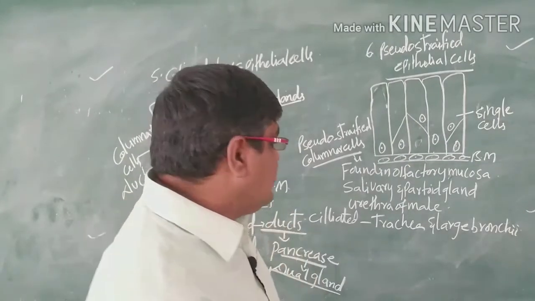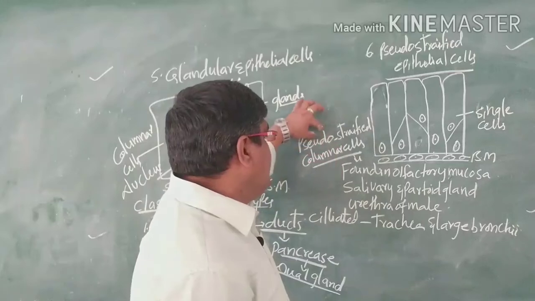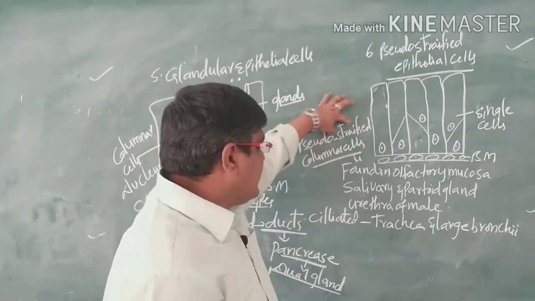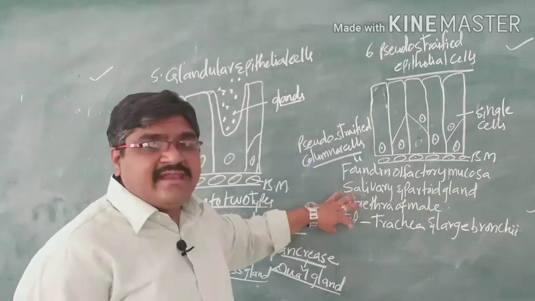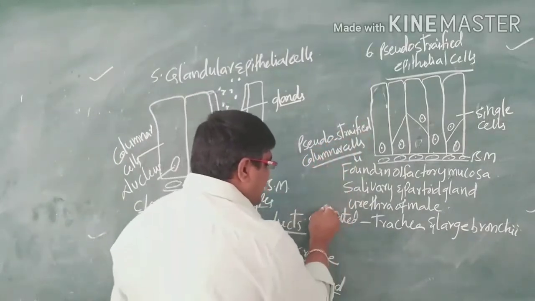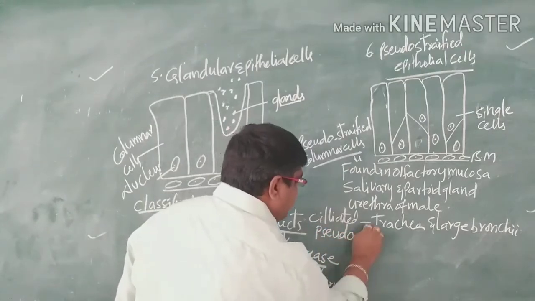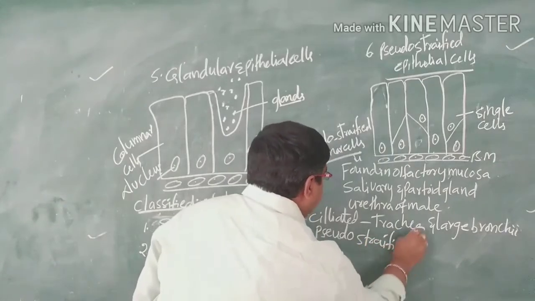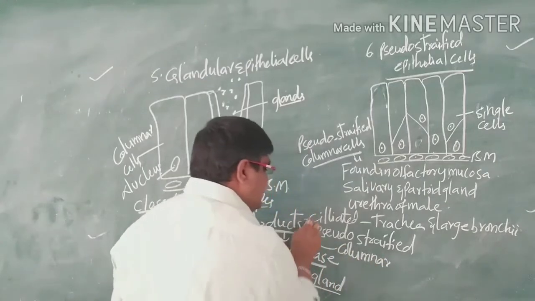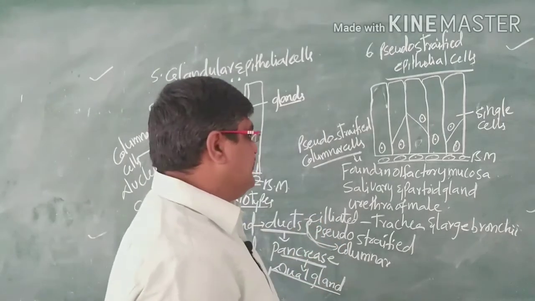So here the pseudo-stratified epithelial cells are classified into 2 types. What are they? One is pseudo-stratified columnar epithelial cells, and the second one is pseudo-stratified ciliated columnar epithelial cells.